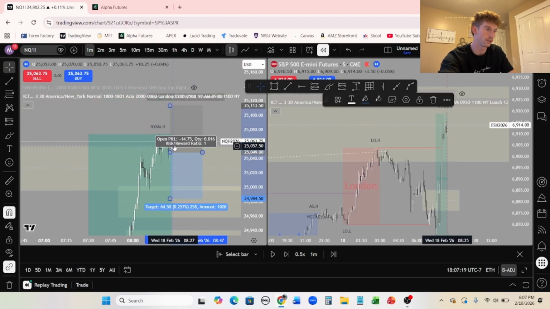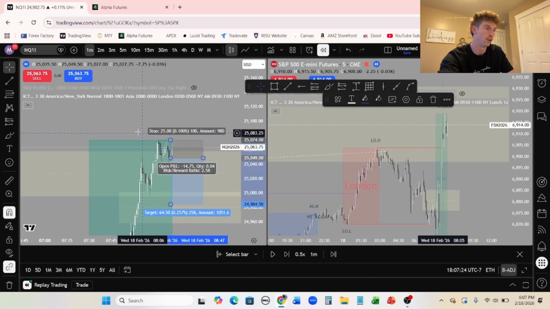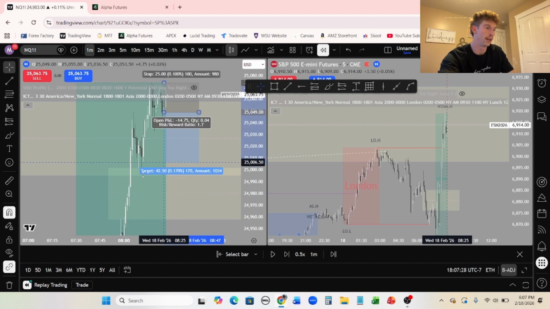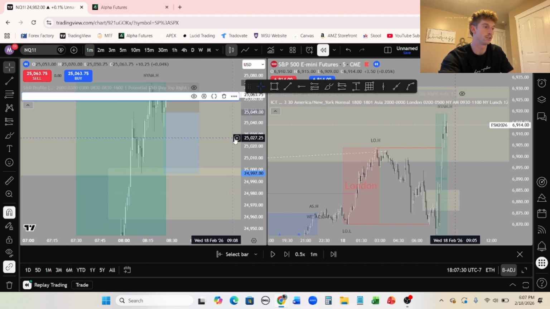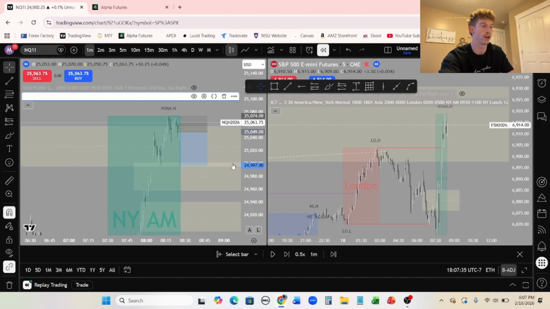This was where I entered on this bearish candle. I put my stops above all of these highs, about 25 points. And I was hoping that we would come and take this low right here. So this is about a 1 to 2. You can see a little 2.08, 1 to 2 RR trade.